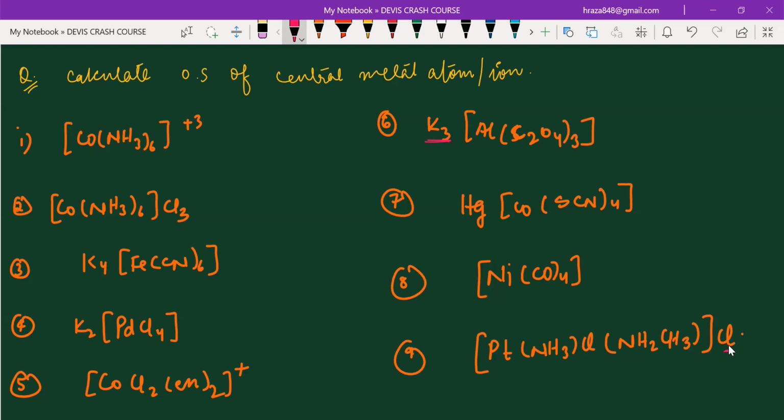Cyanide has what oxidation state? Cyanide ion, CN. Have you seen CN anywhere? What is the charge on that? Cyanide ion, CN minus. So minus one. That is basically your nucleophile, a strong nucleophile it is.